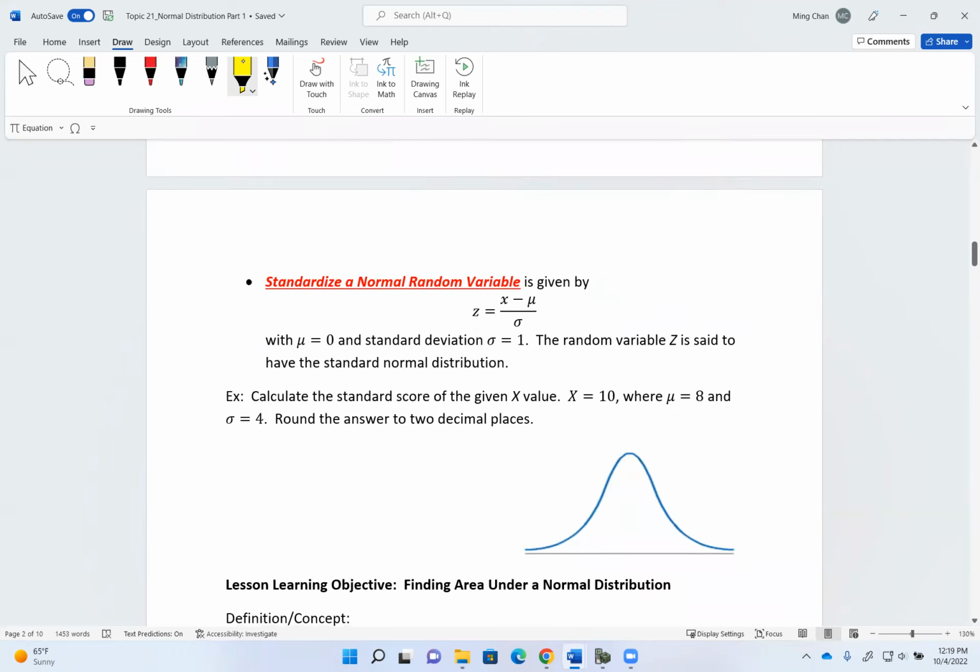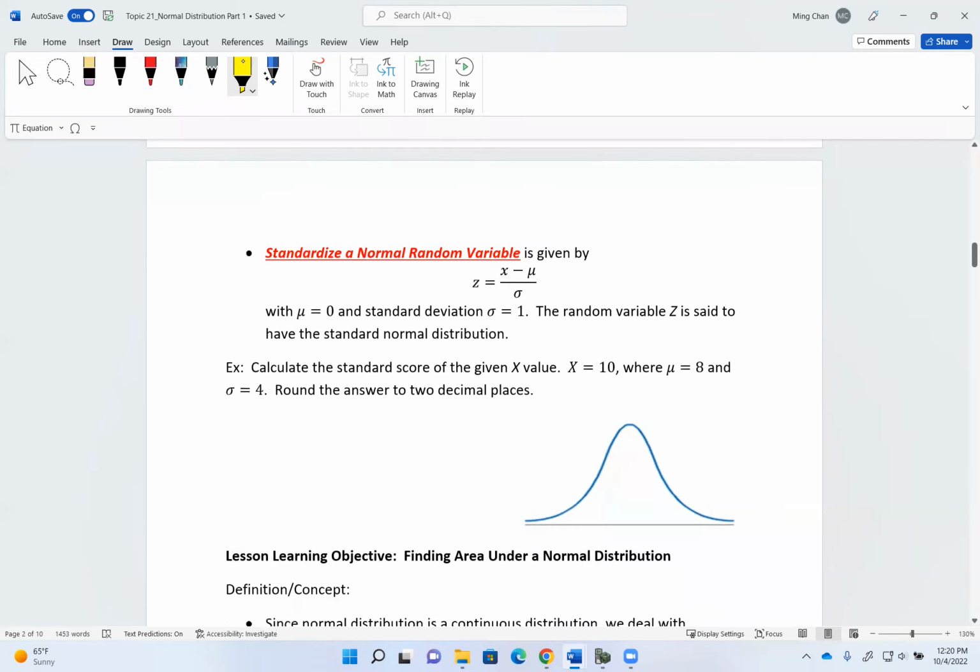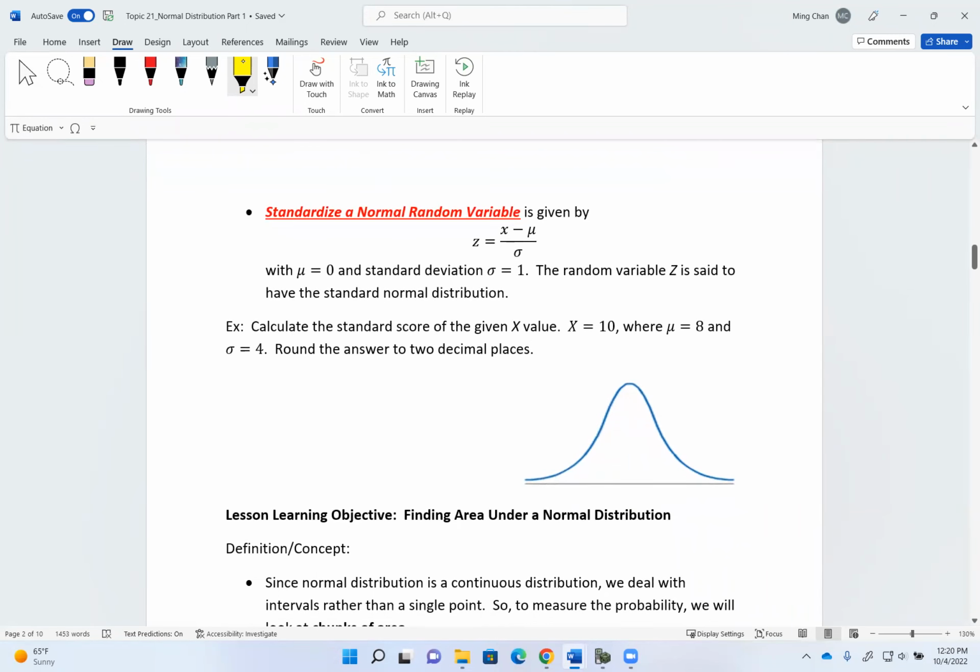Let's review this real quick. Calculate the standard score of the given random variable x. We're going to standardize. If I have a random variable x equal to 10, mean is 8, sigma is 4, we can standardize every single random variable into a z-score so we can see where they're at. So at the moment, this is your random variable x, and the mean is 8.